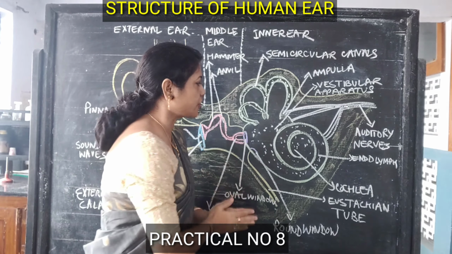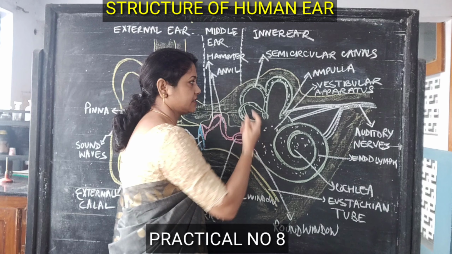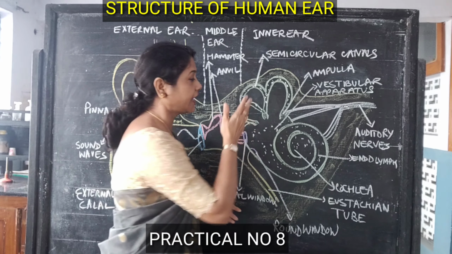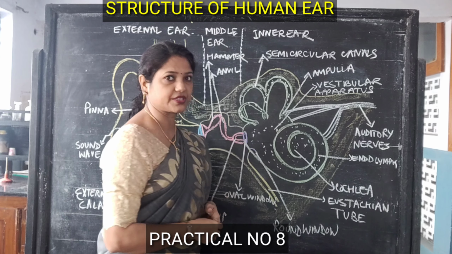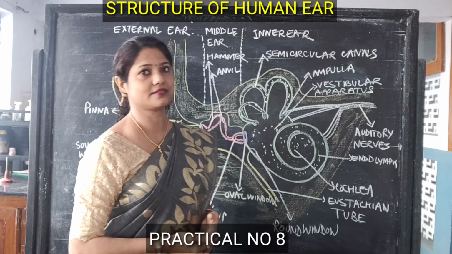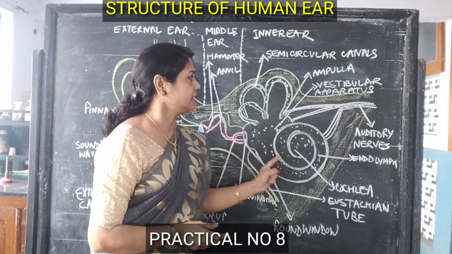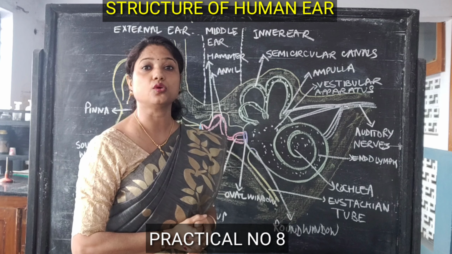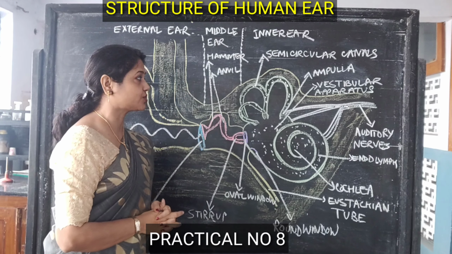And children, from the cochlea nerve fibers come out, and from the ampulla of the semicircular canals also nerve fibers come out, and from the vestibular apparatus also nerve fibers come out. These nerve fibers are called auditory nerves. They join together, and these nerves carry the nerve impulses to the brain. Inside the cochlea and inside the semicircular canals, there is a liquid which is called endolymph. So children, these are the structures of the internal ear.